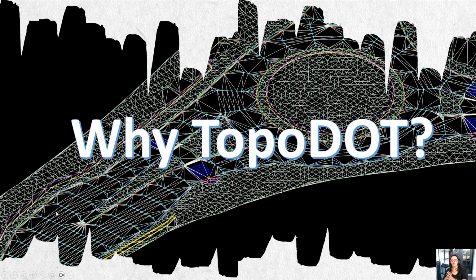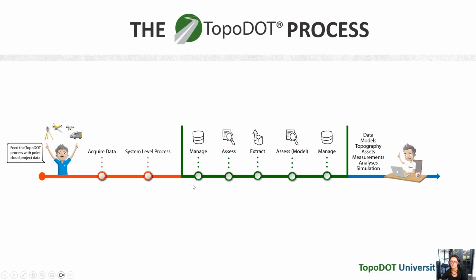So let me tell you a little bit about why TopoDOT, what makes TopoDOT different than most other applications in the market for point cloud processing for feature extraction. So TopoDOT pretty much runs this section of the process that you see here in green. So before you even come into TopoDOT, you have some process outside that collects data and adjusts the data to control or to survey information.